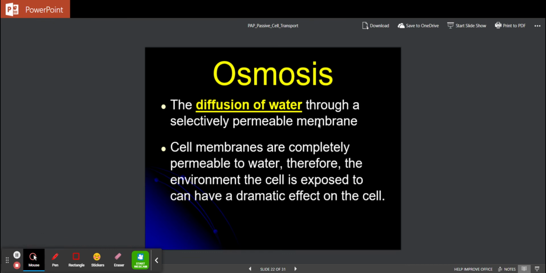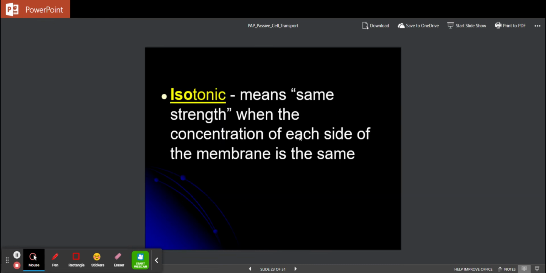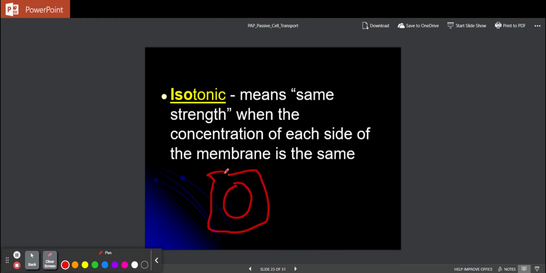Finally, osmosis, the diffusion of water through a selectively permeable membrane. So cell membranes are completely permeable to water, meaning water can always pass through them without having a dramatic effect on the cell. So isotonic is when the concentration on each side of the membrane is the same. So let's say you have a cell and outside you have water. Let's say this is 50% water and this is also 50% water. So this would be isotonic.